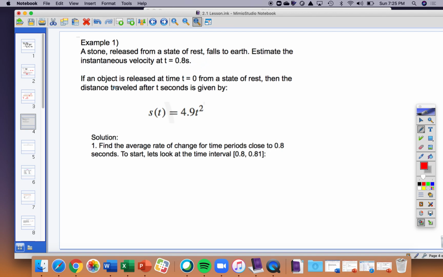So the object is released, called time t is 0. As soon as I release it, that's where 0 starts, and then the seconds go from there. The distance traveled after t seconds is given by this function. So this is my position function.